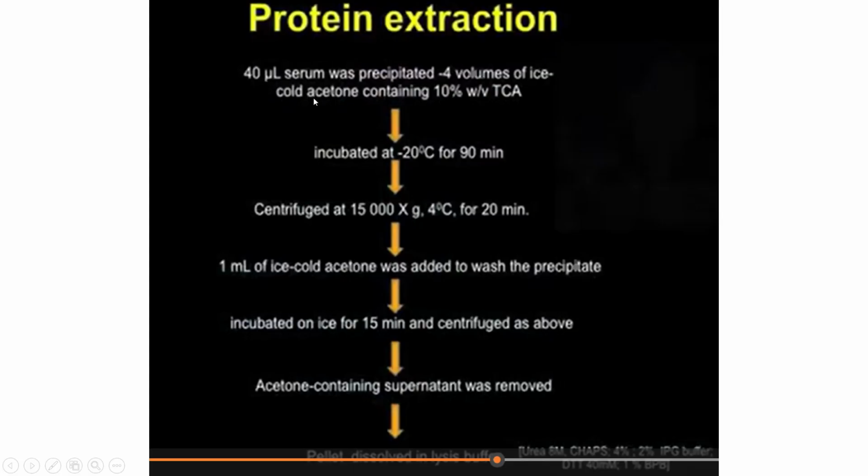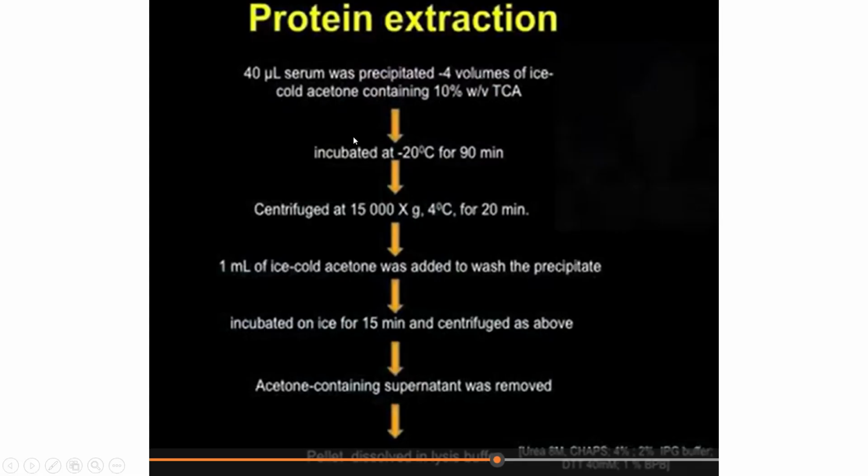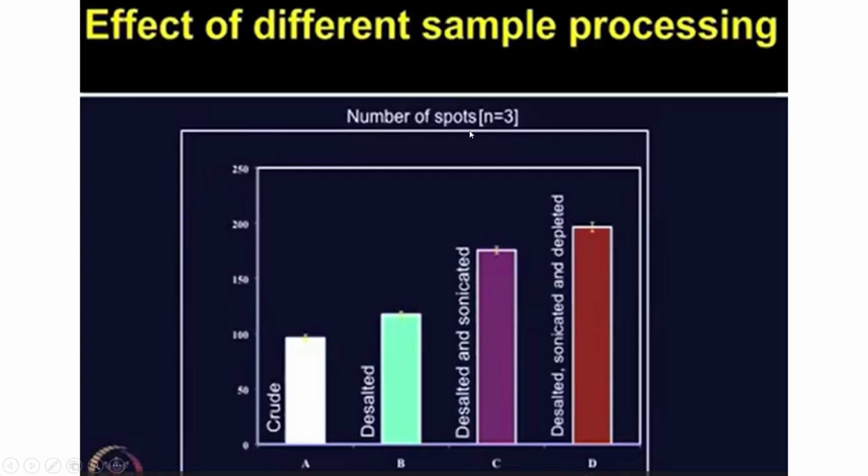Then 40 microliter of this is a protein extraction protocol. That serum is taken after removing the highly concentrated stuff like albumin and immunoglobulin. Then you can incubate. So this is just the protocol of it, like how exactly proteins are extracted out of serum, which we also did during the sample preparation lecture. So depending upon how you are taking the sample, the number of spots obtained differs by the effect of different sample processing. So this again deals with the sample preparation stuff.